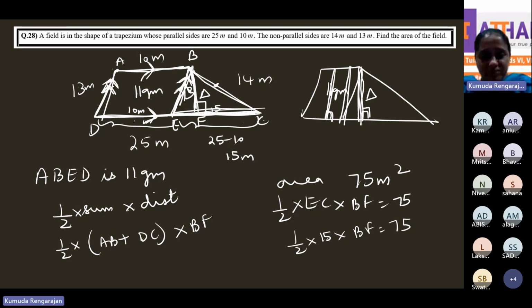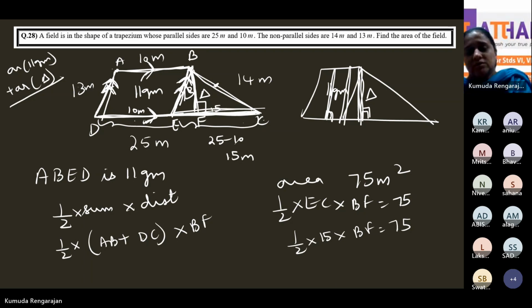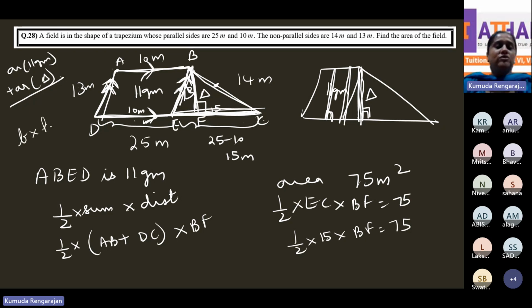Or you can find the area of the trapezium by finding the area of the parallelogram and the triangle and adding both. The area of the trapezium is the area of the parallelogram plus the area of the triangle. So how do you find the area of the parallelogram? The formula is base into height.